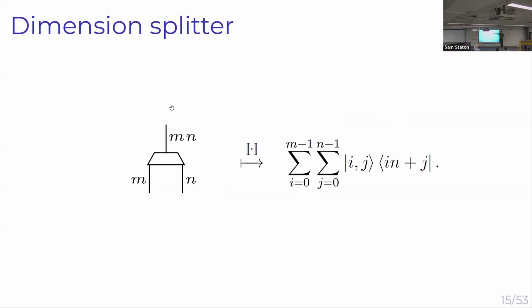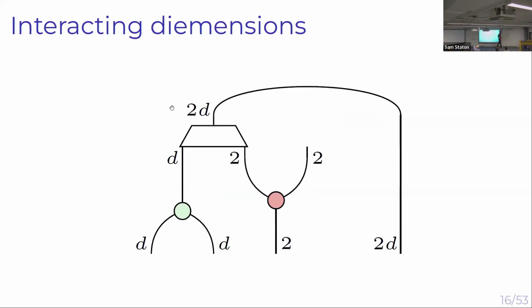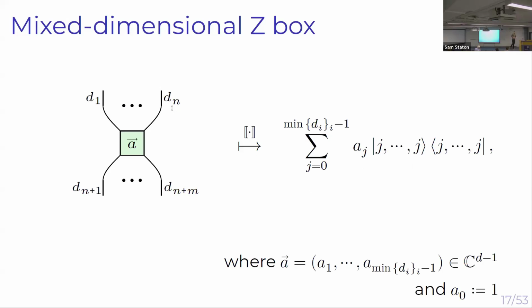So we have this dimension splitter. This dimension splitter acts as the identity. It makes two smaller dimensions into one bigger, which is the product of the two. And then you are able to do higher dimensional reasoning. So here, for example, you would be able to connect the d and the qubit and make a 2d dimensional wire.